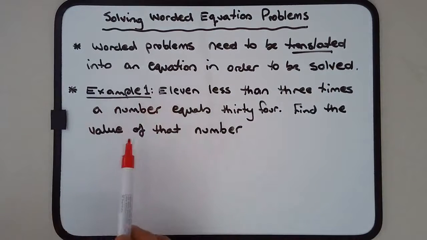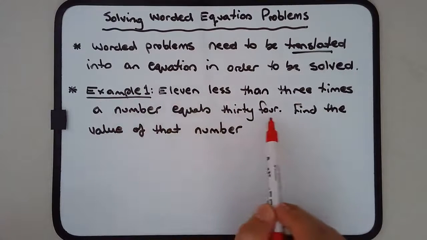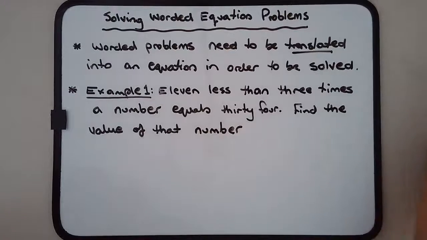So this is example number 1. There's a few others that we'll look at as well. 11 less than 3 times a number equals 34. Find the value of that number. Now I haven't mentioned which pronumeral to use, and you could make up your own. You could use X if you like, or A, or whichever pronumeral comes to mind. So for example, I could use the letter M. My name begins with an M, so I'll use the letter M. I could use any pronumeral.